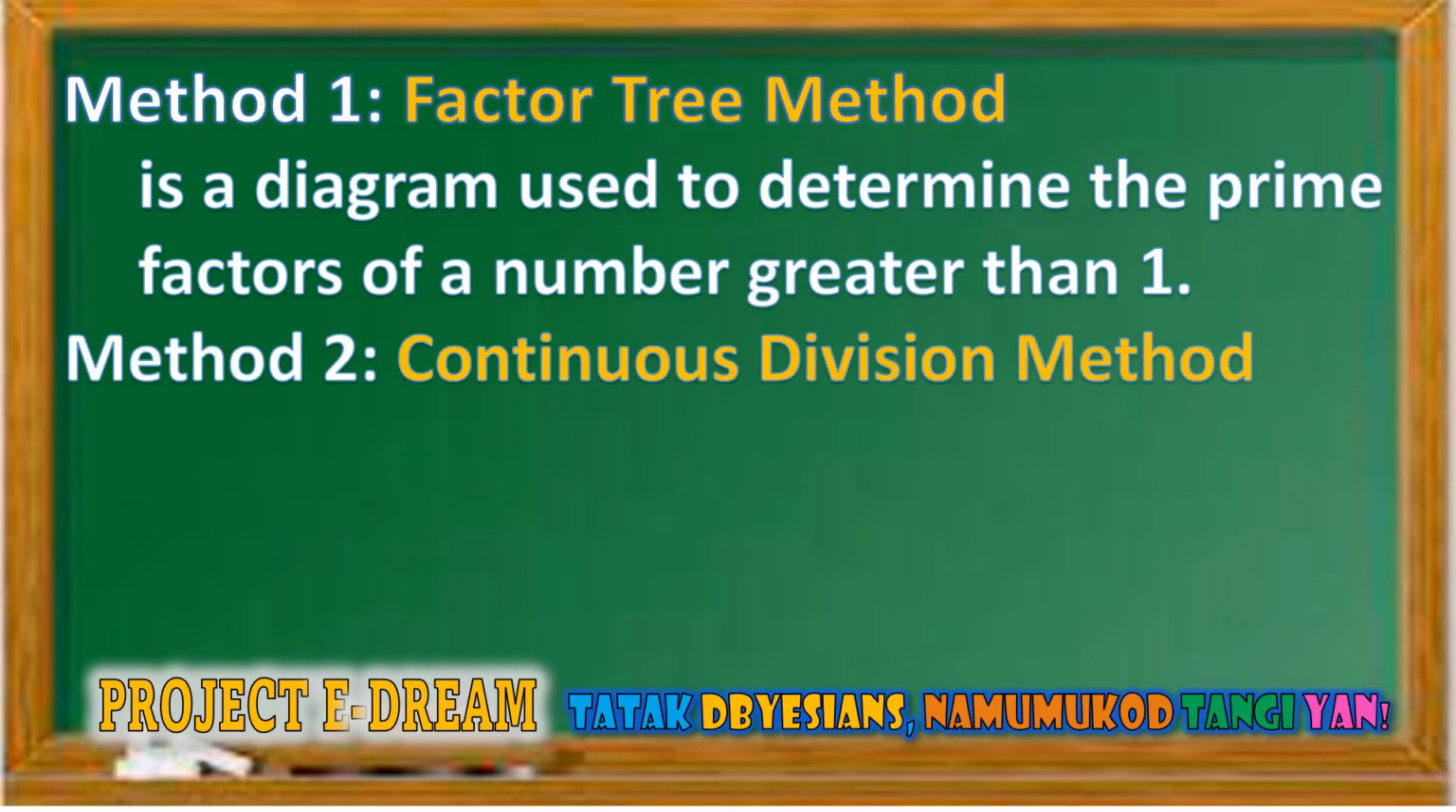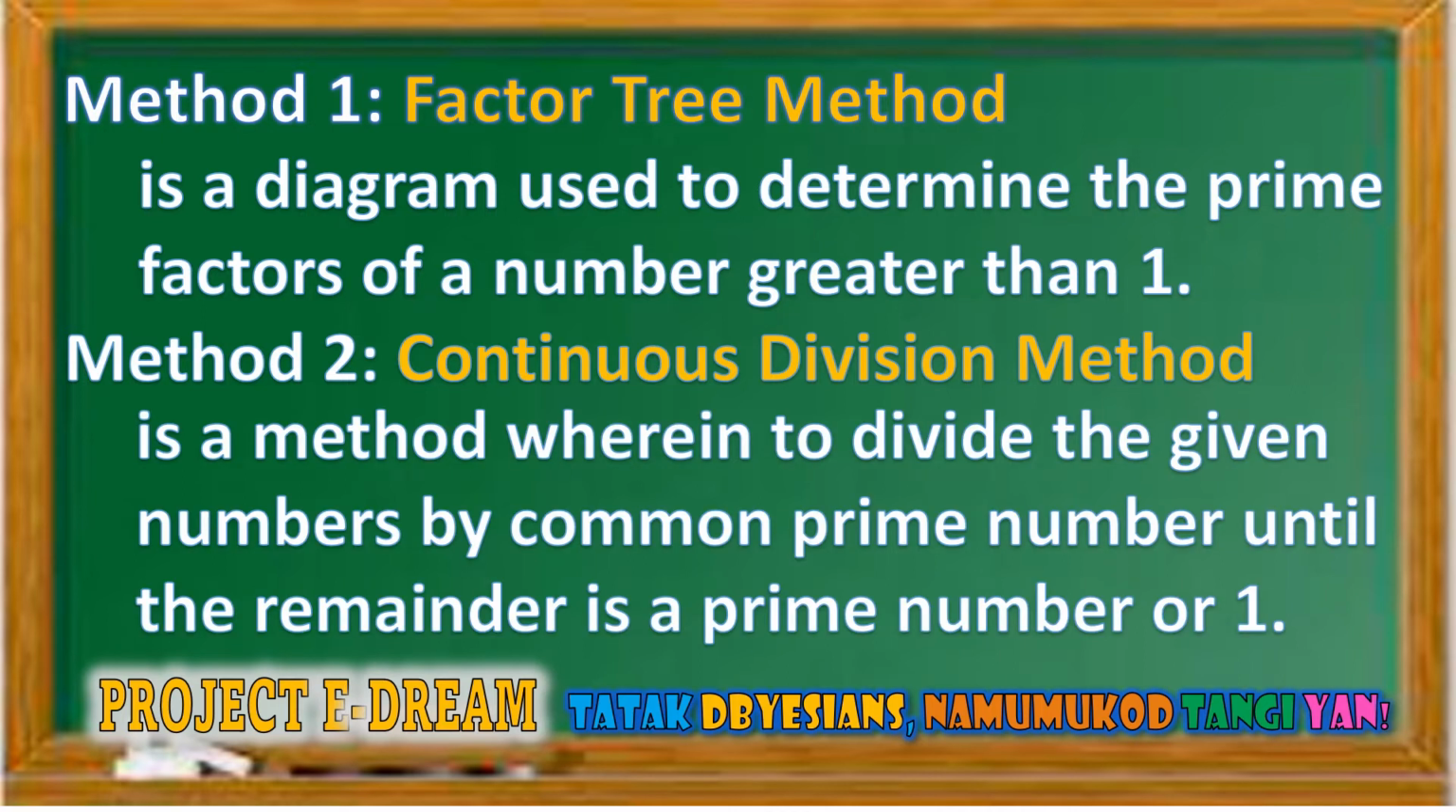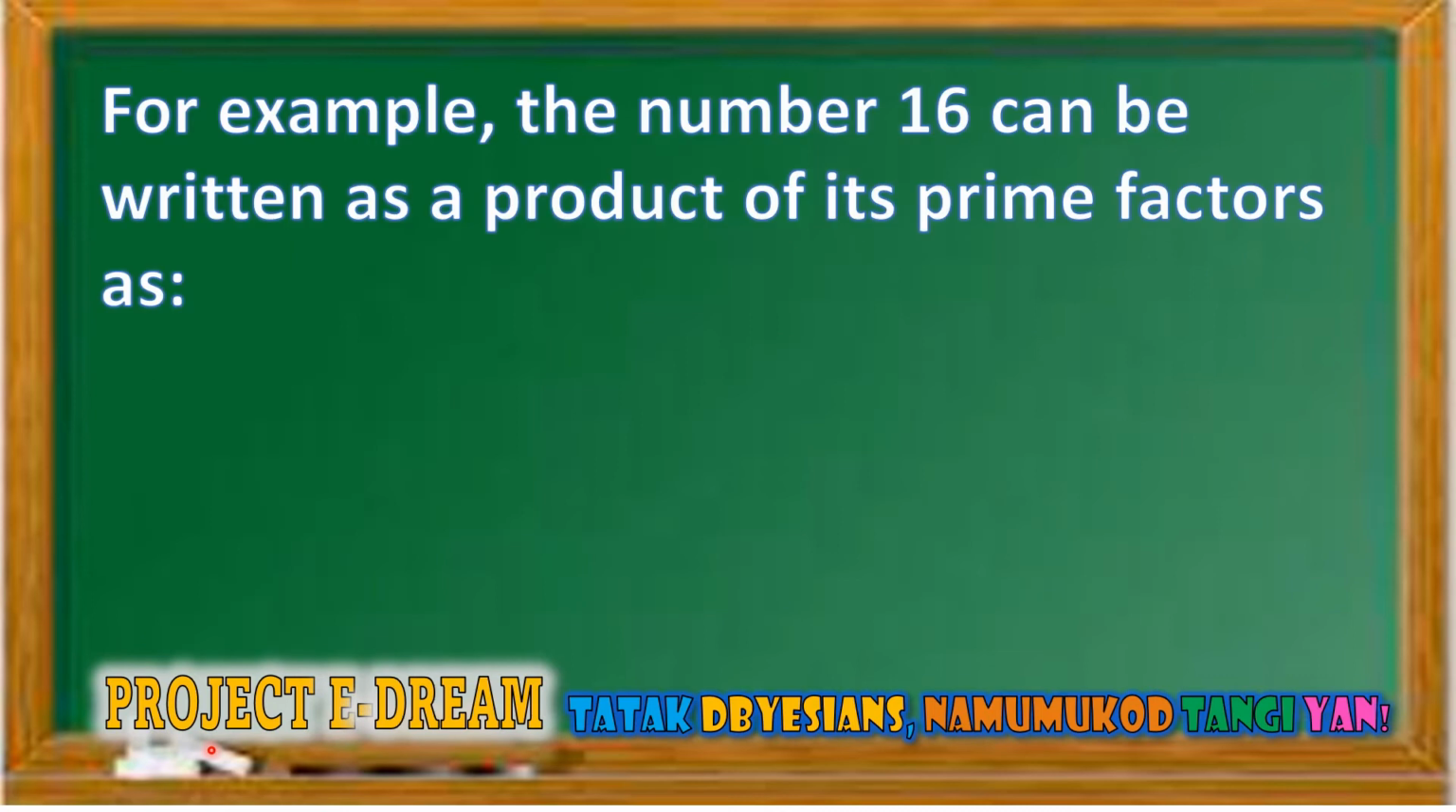Another way is the continuous division method. Continuous division method is a method wherein you divide the given number by a common prime number until the remainder is a prime number or 1. For example, the number 16 can be written as a product of its prime factors as 16 is equal to 2 times 2 times 2 times 2.